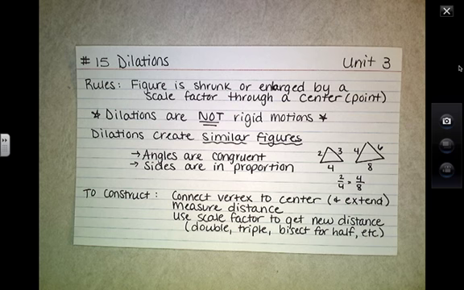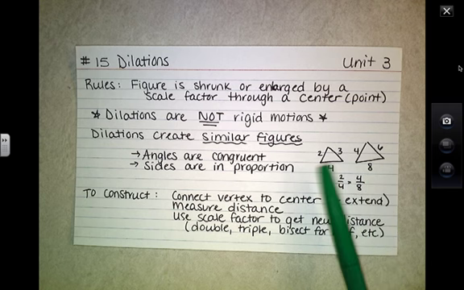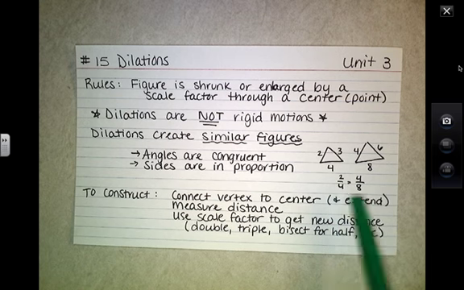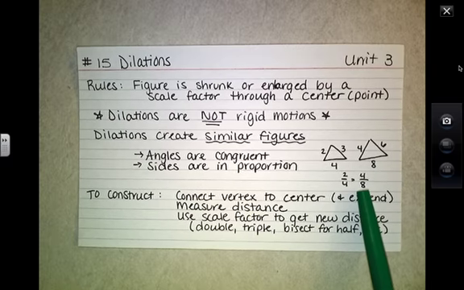As you can see over here, I drew a little picture where we have a triangle with sides of 2, 3, and 4, and sides of 4, 6, and 8. And so the sides in proportion means that if you compare 2 to 4 as a ratio here, that will be equal to the comparison of 4 to 8 because those are corresponding sides over here.